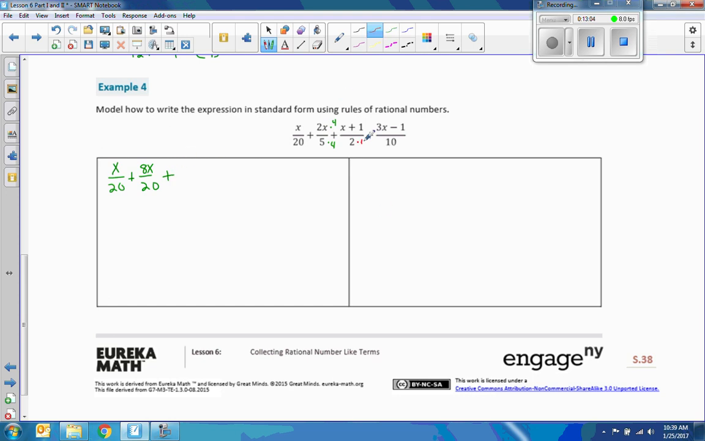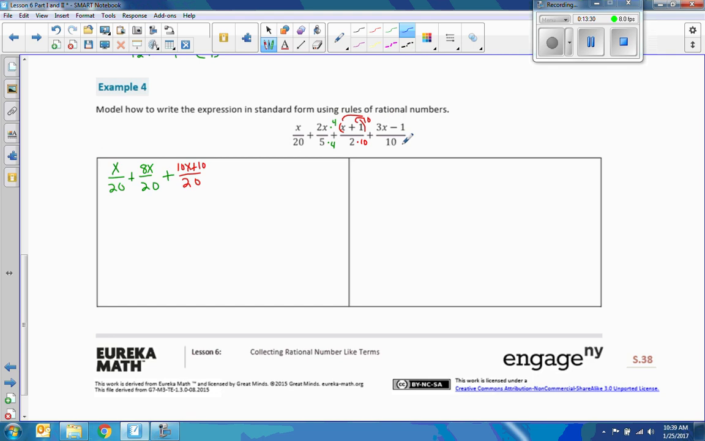I need to multiply 2 by 10 to get 20 in the denominator. And I need to multiply the top by 10, but I have to be careful and distribute. So 10 times x is 10x. 10 times 1 is 10. So it's 10x plus 10. Just distributed here and here. Okay?